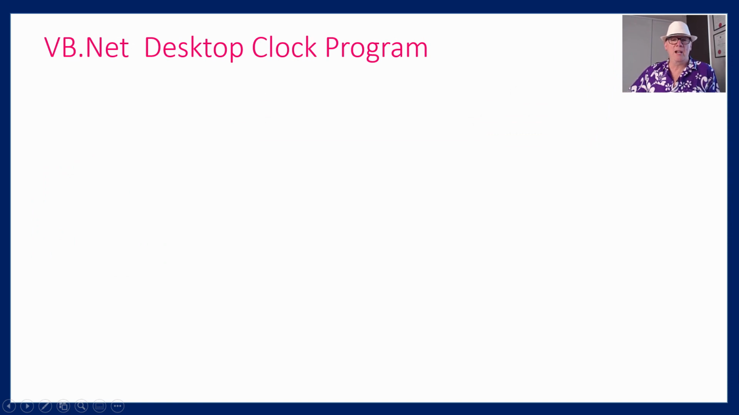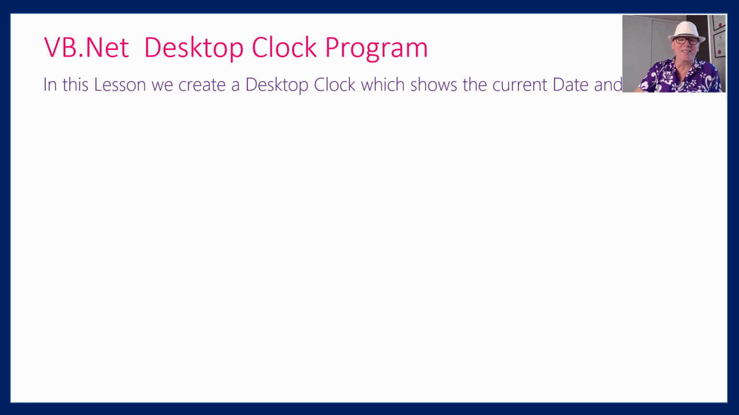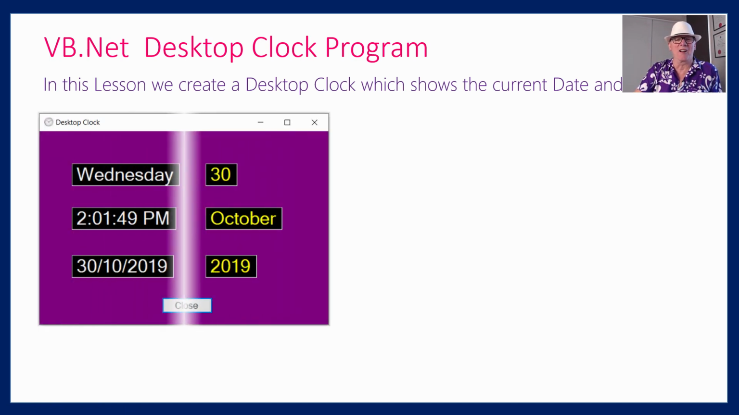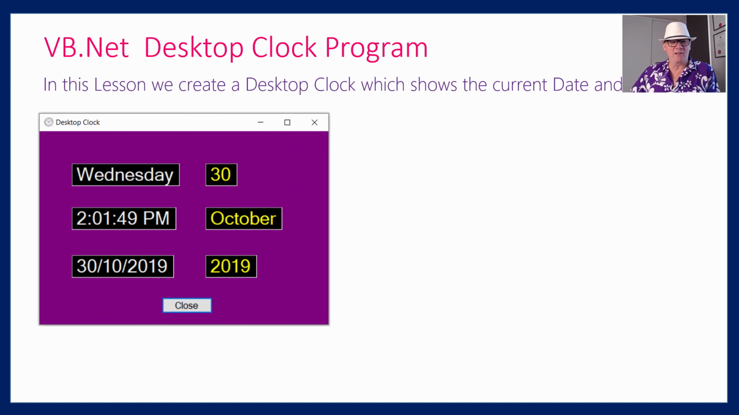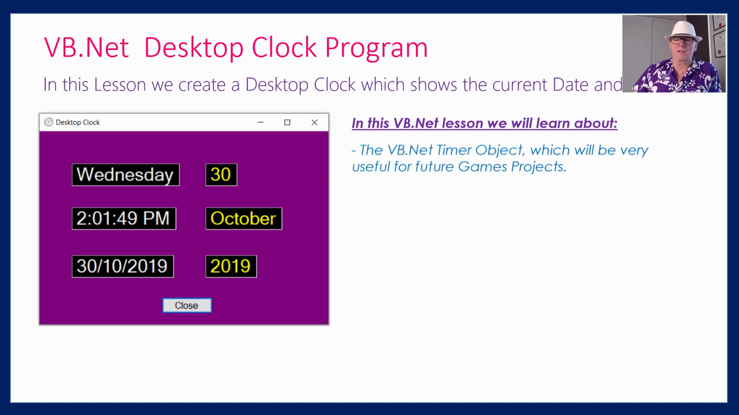Okay, so this one's the VB.NET desktop clock program, the second program in our gaming series. We're going to make a clock that shows the current date and time. So there's the clock there, and it just shows what's going on with the date and time. That's what we're going to learn about, how to use this timer object. We'll just be showing date and time, but there's a lot of other things you can do with the timer object as well, particularly in games where you have a countdown timer or how long they've been in the game, and then you can do all sorts of things based on the time.